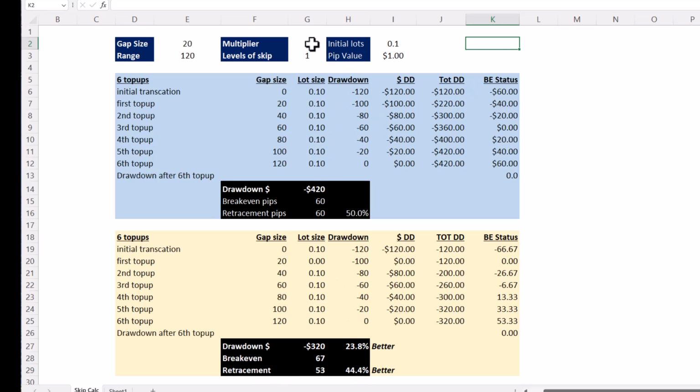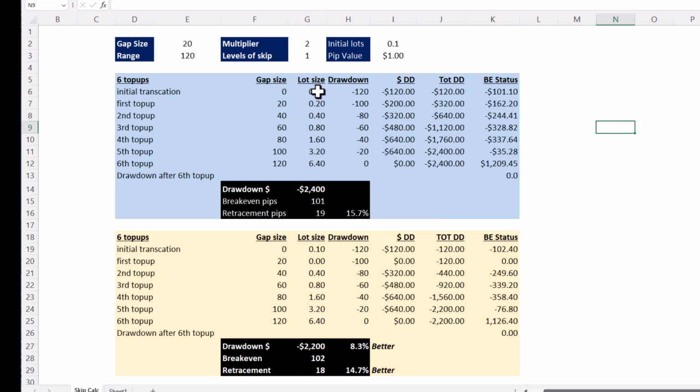Now, for instance, if you wanted to do a true martingale type of system, then you would multiply by 2. So you multiply by 2, and there's martingale, double, double, double, double, double, double. There's the drawdown for martingale. The break-even pips is that. The retracement needed is only 19 pips. That's the benefit of martingale. Here, the drawdown is that. It's only 8% better, so not that great because martingale is pretty good.